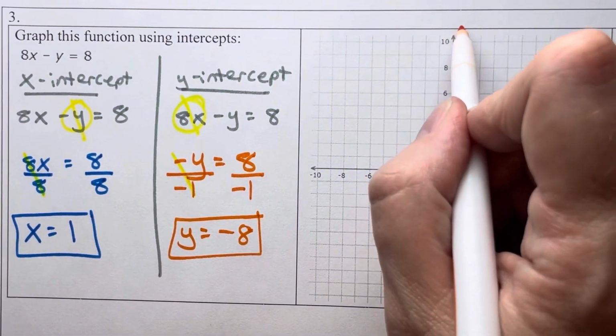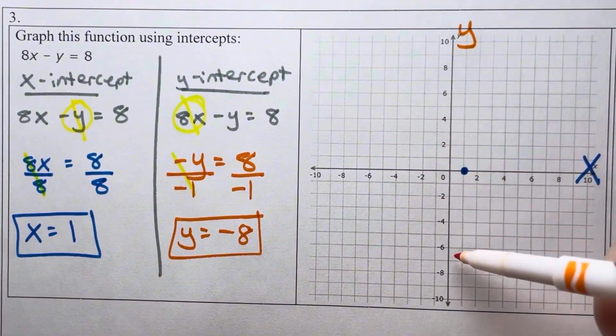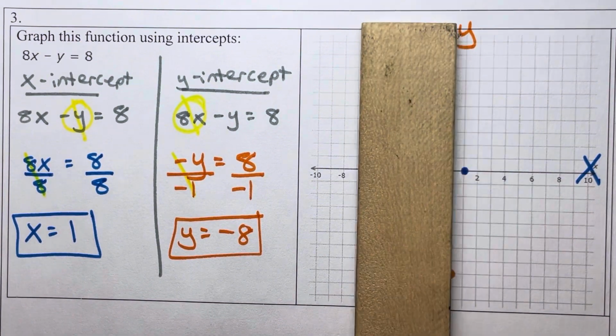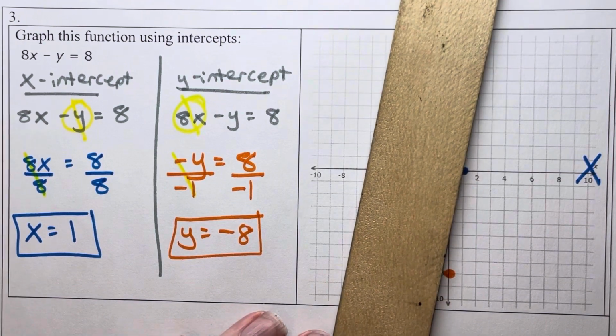And here with our y-axis being the vertical line through the center of our coordinate plane, our y-intercept is here towards the bottom at negative 8. Now that I have plotted both of my intercepts, let's get our ruler and connect them.